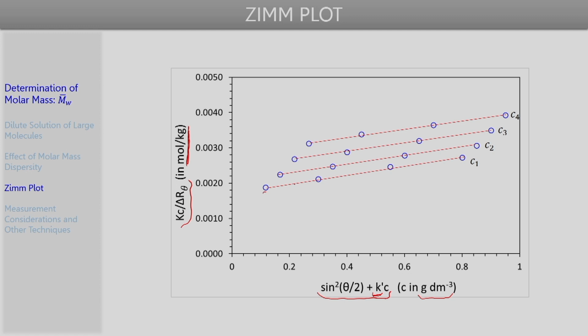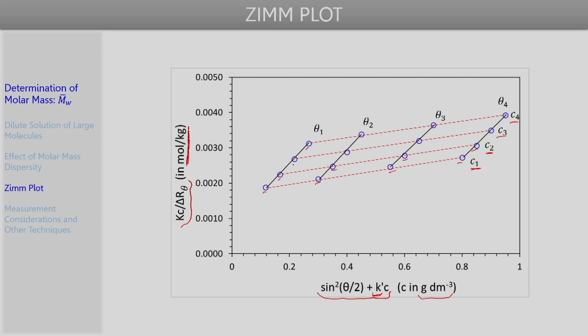So these 4 points correspond to a polymer concentration of C1. These points were obtained at different scattering angles, keeping the polymer solution at a constant concentration of C1. Similarly, these points are obtained at different scattering angles, but keeping the concentration C2 of the solution, and so on for C3 and C4. Similarly, one can also identify the points which have been obtained at constant scattering angle theta.